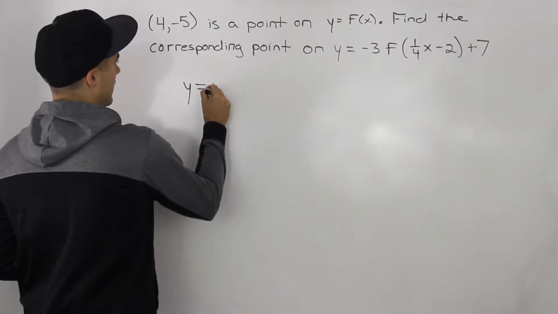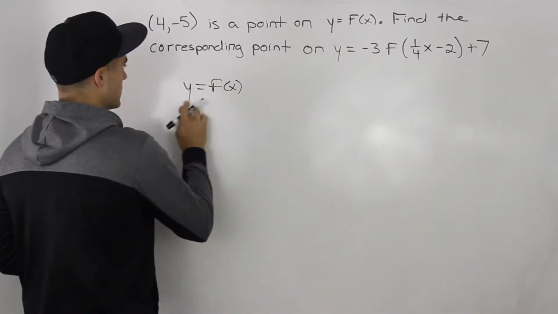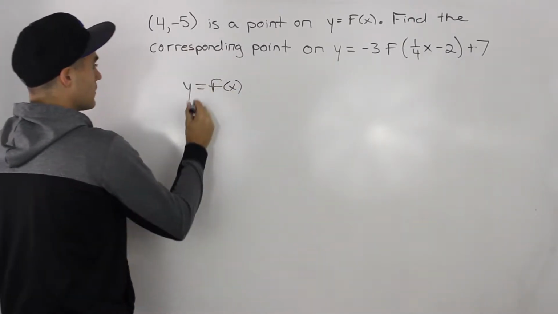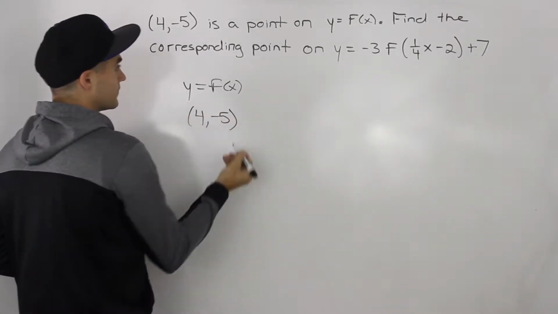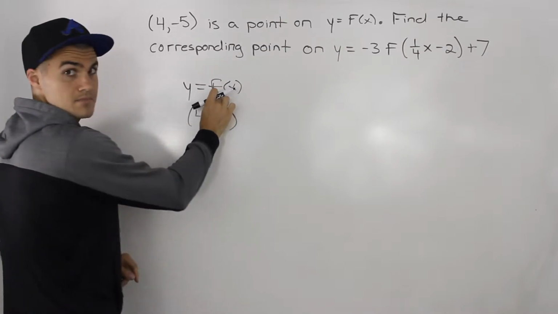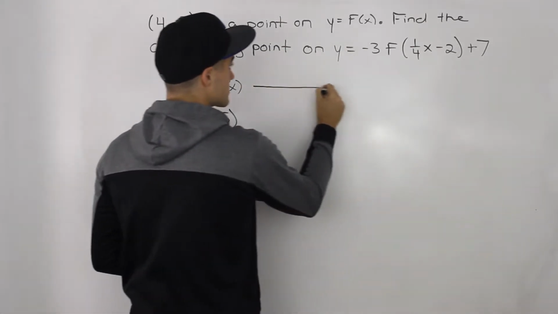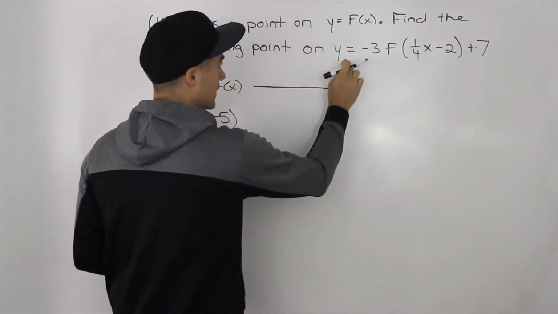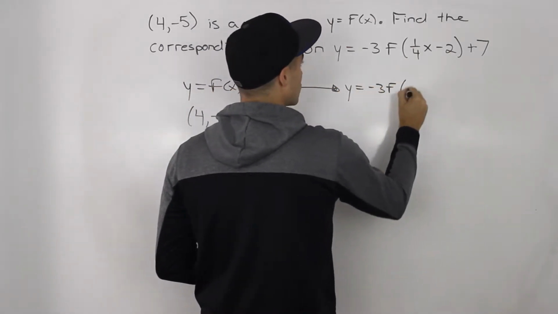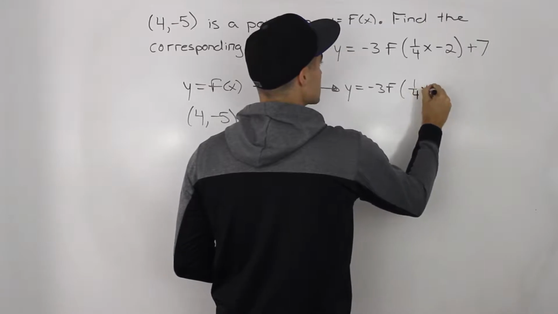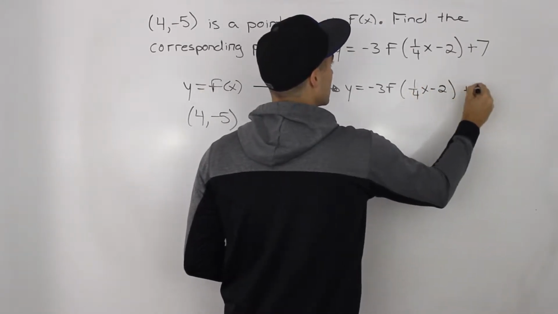So we have some kind of parent function, y equals f of x. We don't know what it is, but all we do know is that this point, 4 and -5, is on it. And then we're taking this parent function, y equals f of x, and we are transforming it to this, y equals -3 f of 1 over 4x minus 2 plus 7.